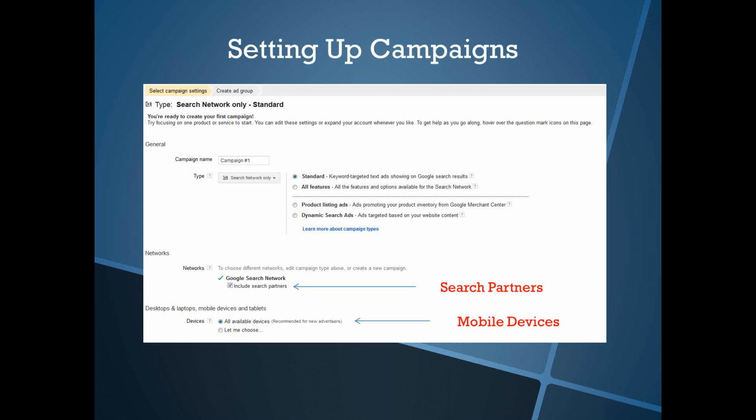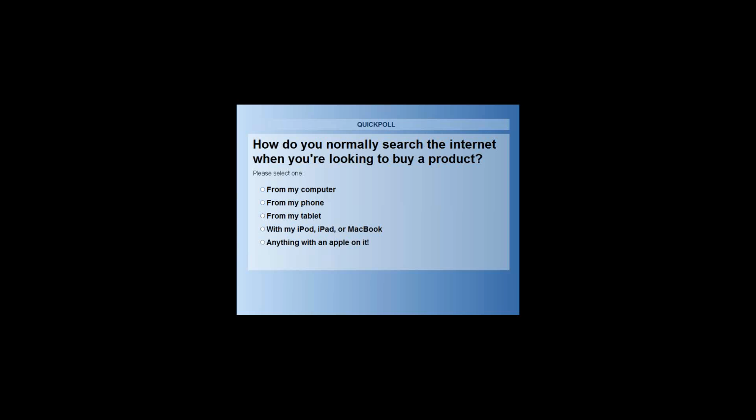So I want to get Elle back into here for a second so we can launch a second poll to everybody, to see how everyone here researches products. So now we're going to launch our second poll. Let me just launch this right now. And so the question is, how do you normally search the internet when you're looking to buy a product? And you can choose the following options: from my computer, from my phone, from my tablet, with my iPod, iPad, or MacBook, because you know a MacBook is a separate category, and anything with an Apple on it. And please vote for one of them.